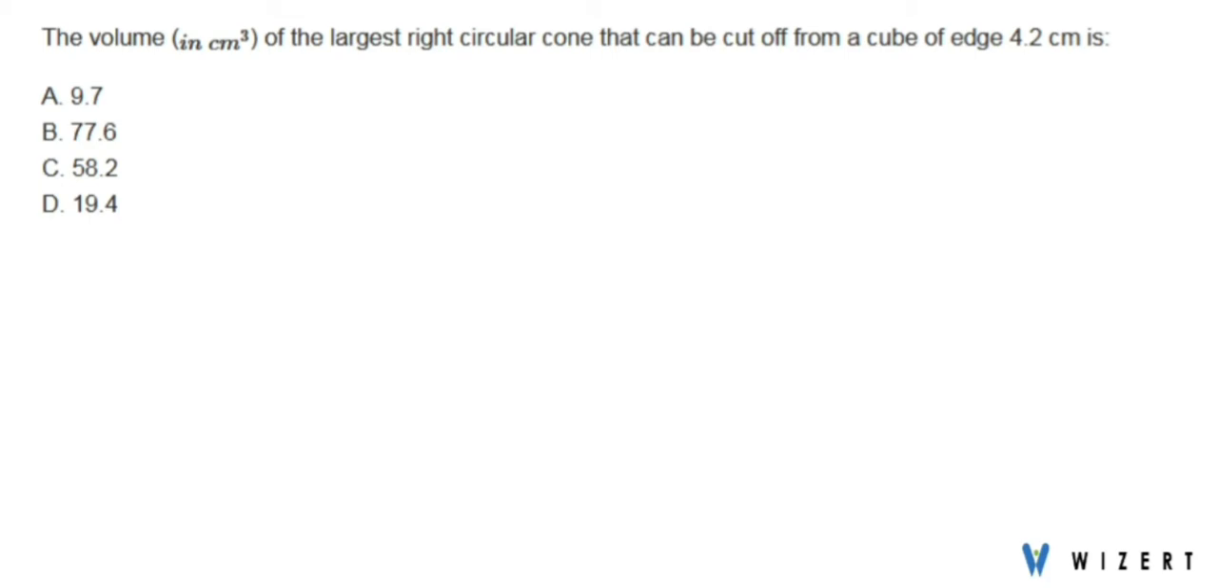The volume we have to find in centimeter cube of the largest right circular cone that can be cut off from a cube of edge 4.2 centimeter is what?